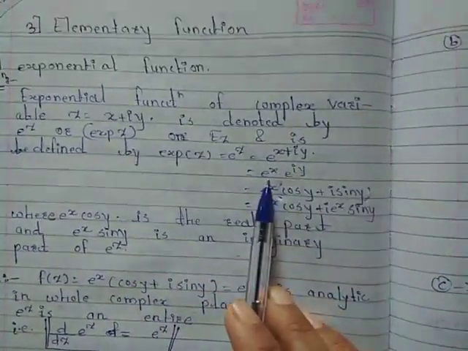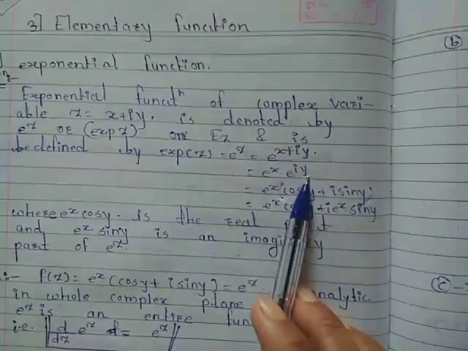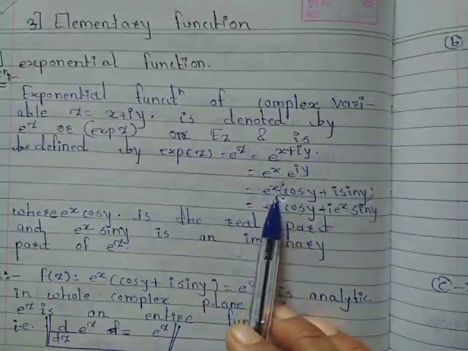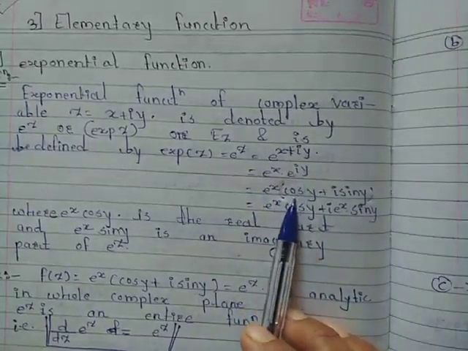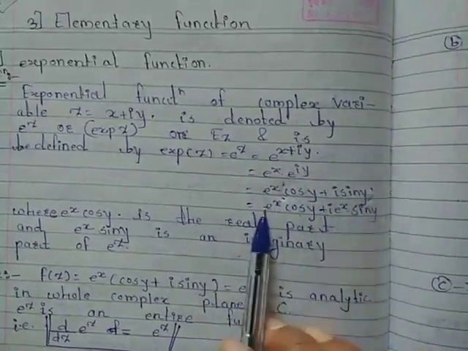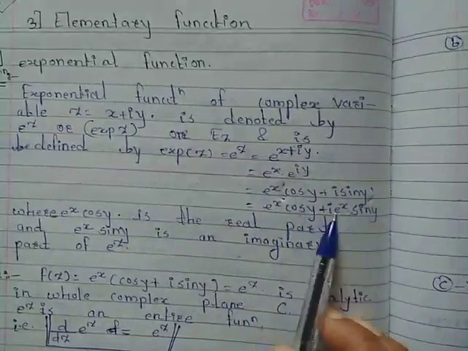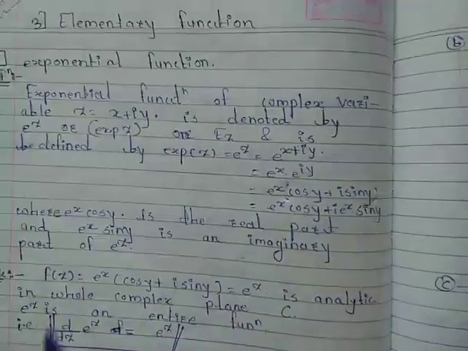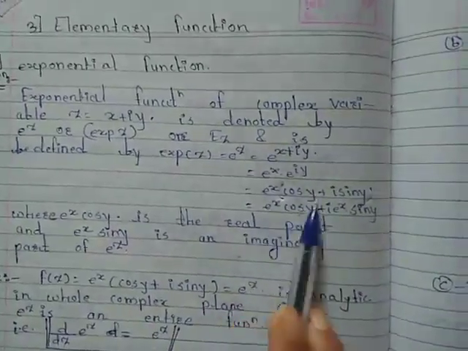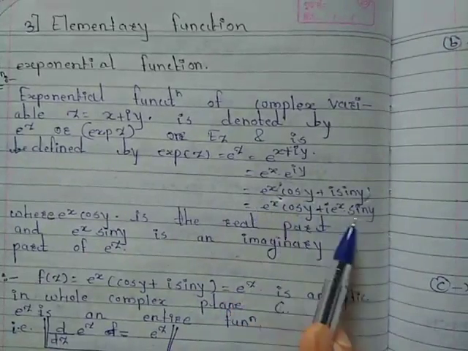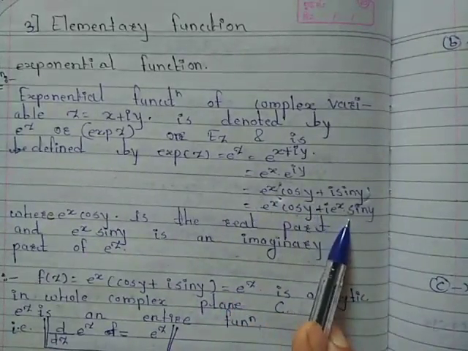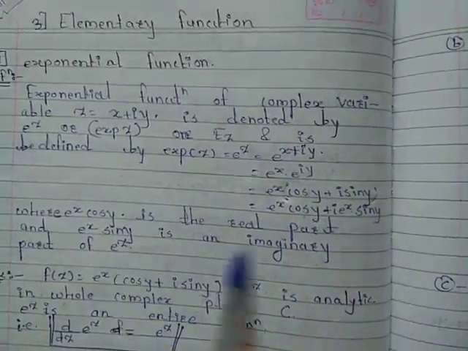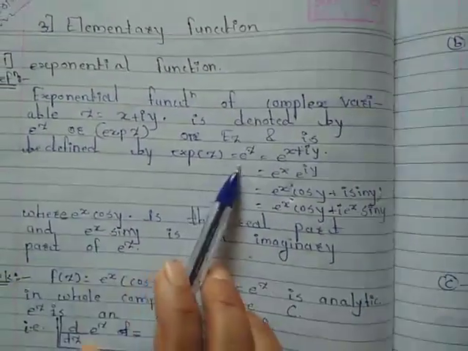This can be written as e^x times e^(iy), and e^(iy) is cos y + i sin y, which equals e^x cos y + i e^x sin y, where e^x cos y is the real part and e^x sin y is the imaginary part of e^z.